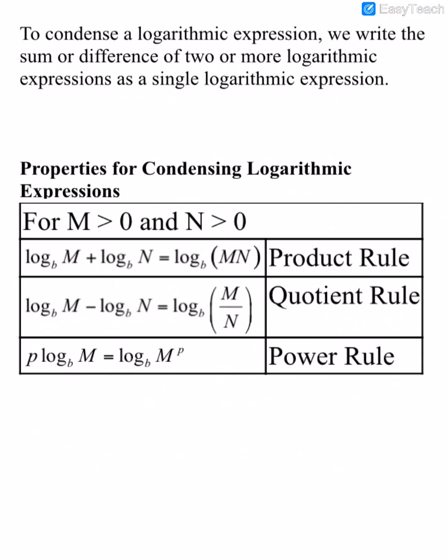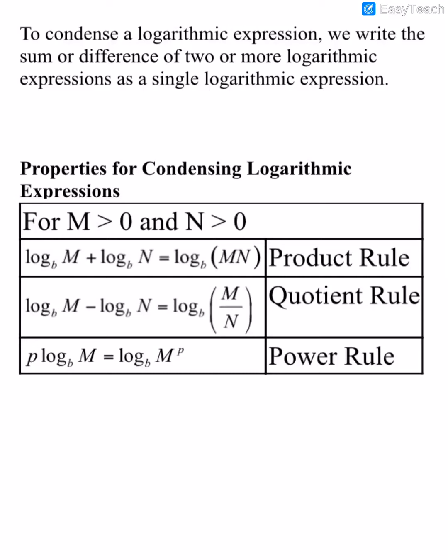So we've been taking single logarithms and expanding them, but we can also go the other way and take separate logarithms and condense them. So we can condense a logarithmic expression when we rewrite the sum or difference of two or more logarithms into a single logarithmic expression. And the properties are the same, they're just backwards.